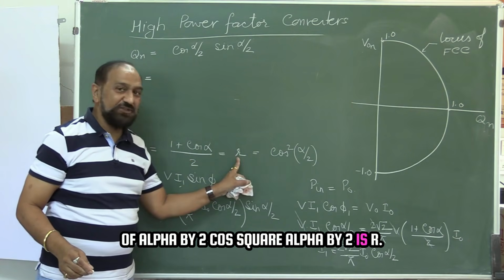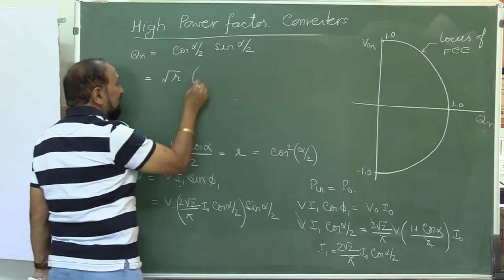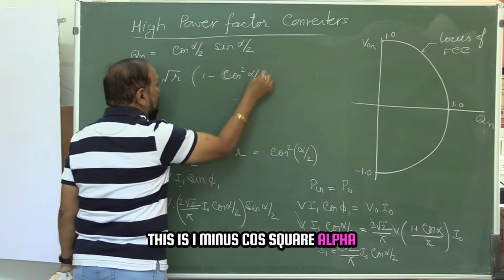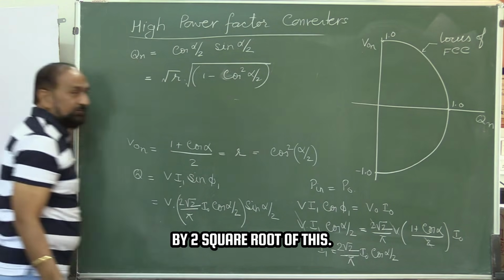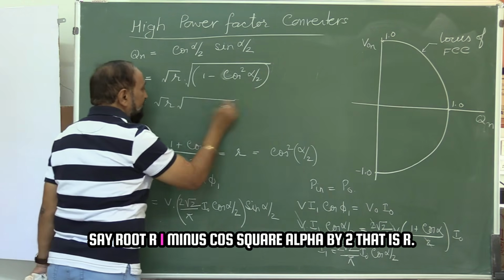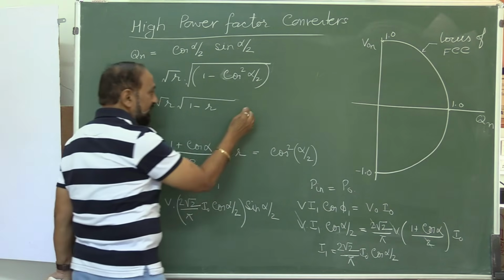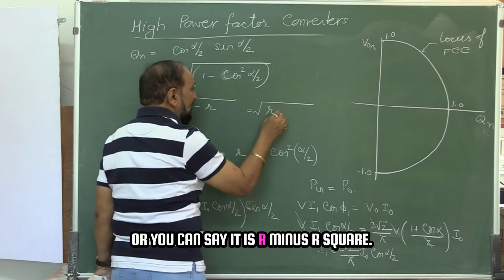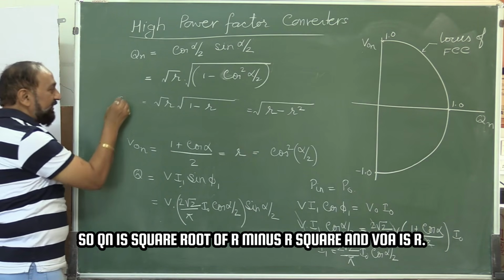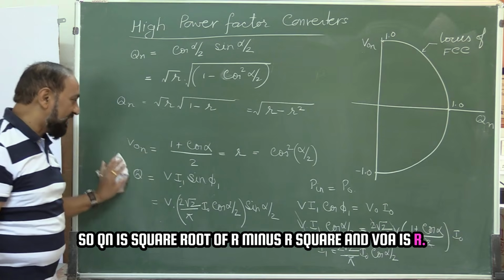Cos square alpha by 2 is R. So cos alpha by 2 is root of R. This is square root of 1 minus cos square alpha by 2. Say root R times square root of 1 minus cos square alpha by 2, that is R. Or you can say it is R minus R square. So Qn is square root of R minus R square and VON is R.